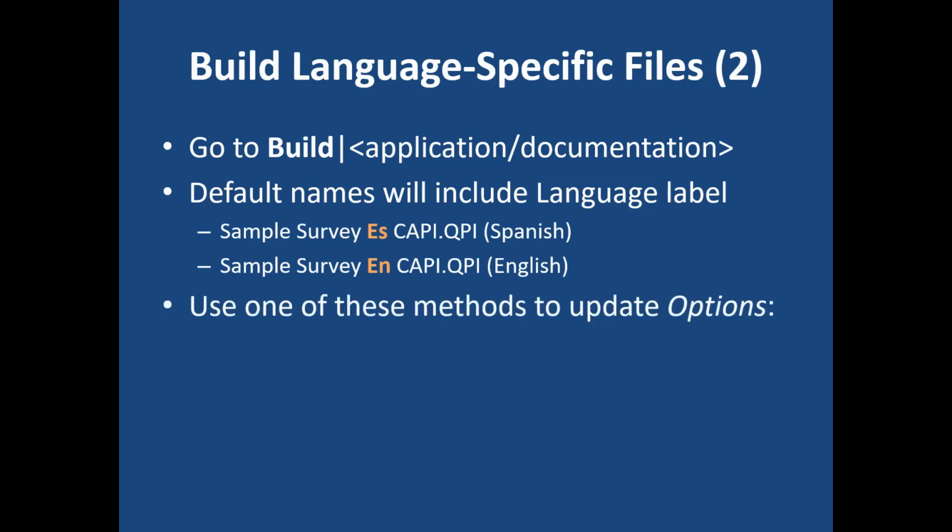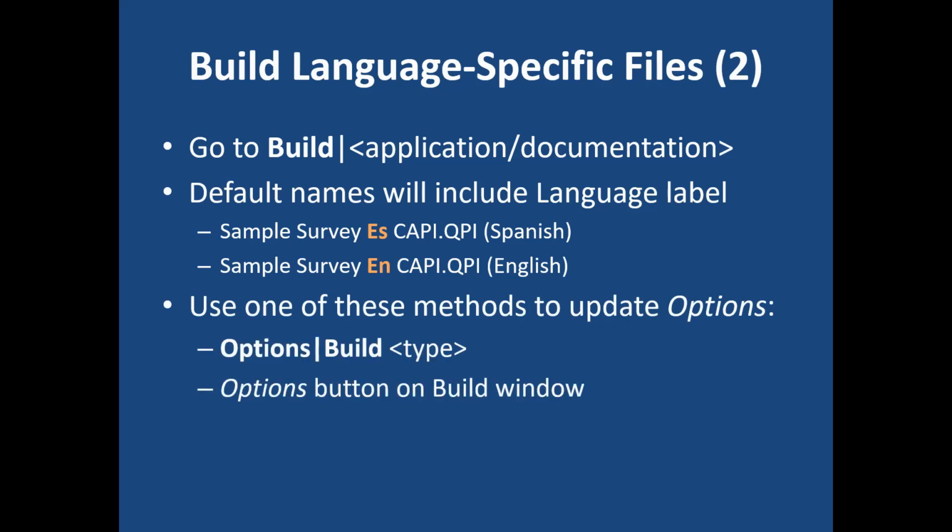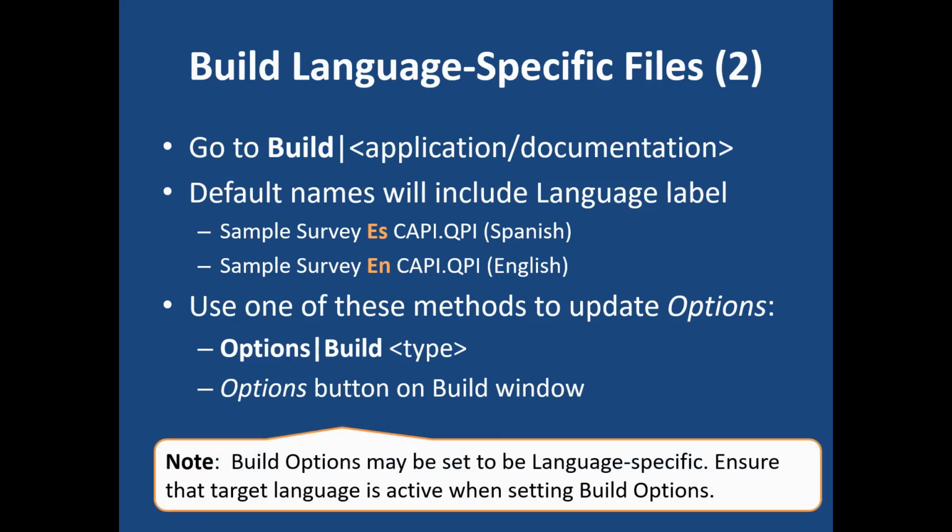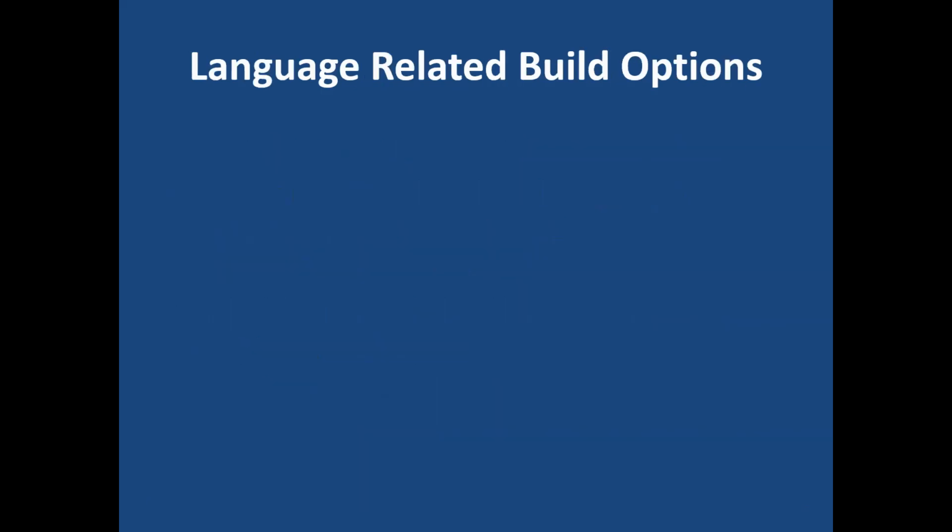You'll generally want to update build options by going to either Options Build from the menu, or you can select the Options button during the build process. Note that build options may be set to be language specific. Just be sure that the target language is active when setting.